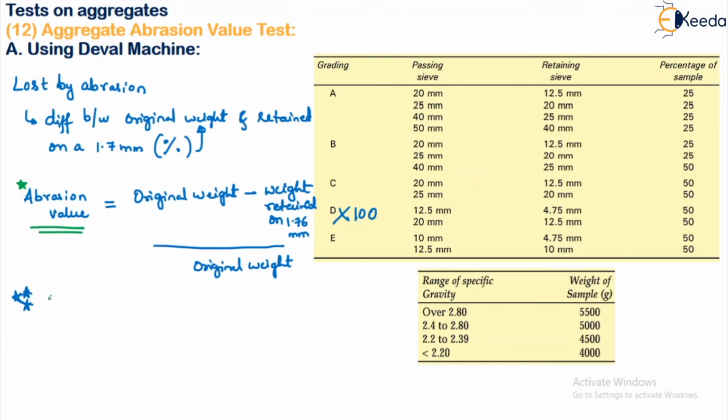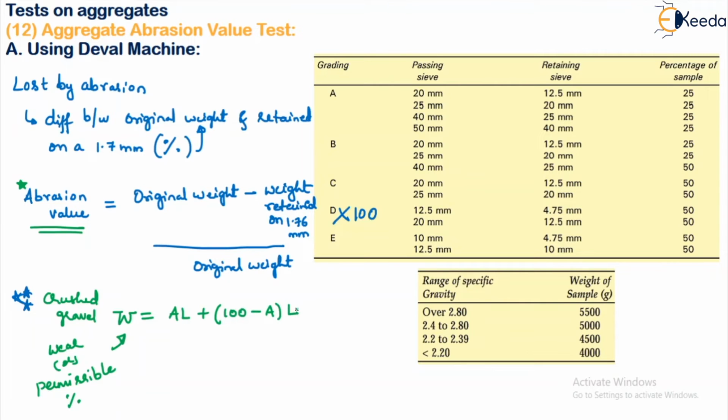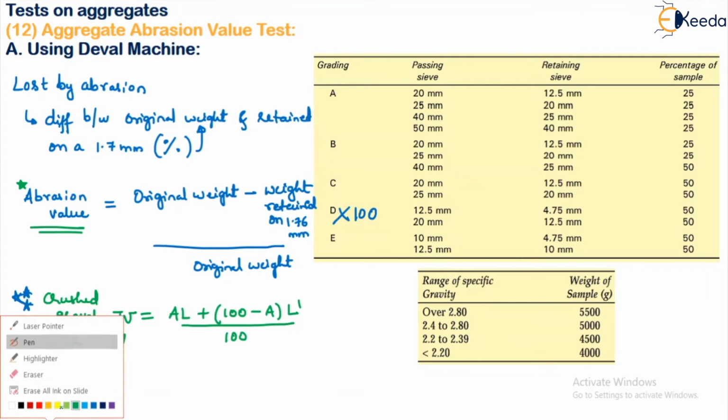Only in case you have a crushed gravel with you and you want to find the percentage weight of crushed fragments, then the permissible percentage of wear is calculated using, so I'll write W. W is nothing but the wear or permissible percentage. Okay, so W = (AL + (100 - A)L') / 100. This is how you will get the value.